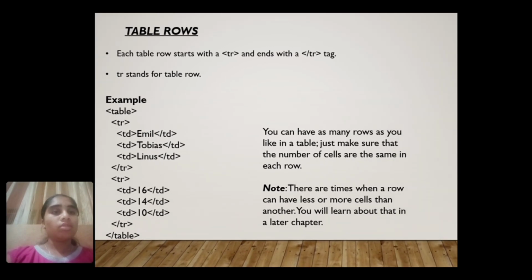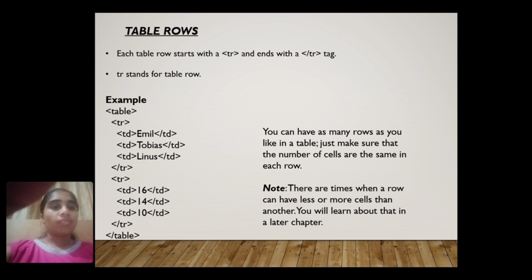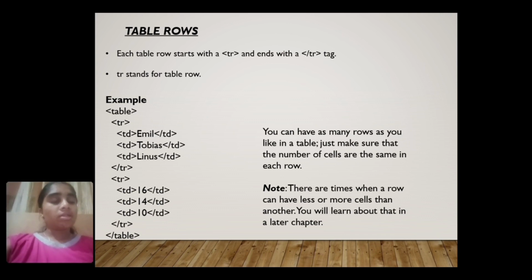Next, coming to the table rows. Each table row starts with a tr and ends with a /tr tag, where tr stands for table row, and the example is given below. You can have as many rows as you like in a table. Just make sure that the number of cells is the same in each row. An important note is that there are times when a row can have fewer or more cells than another. You will learn about that in later chapters.